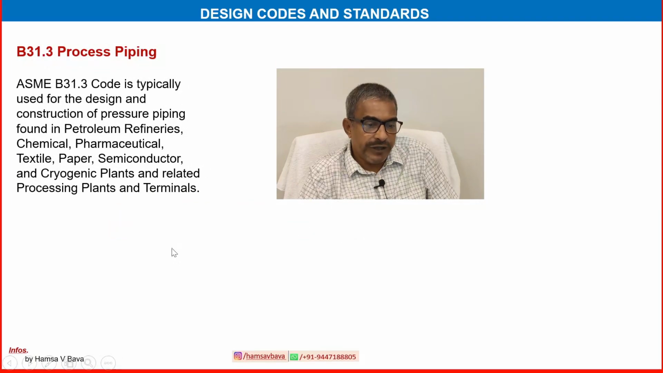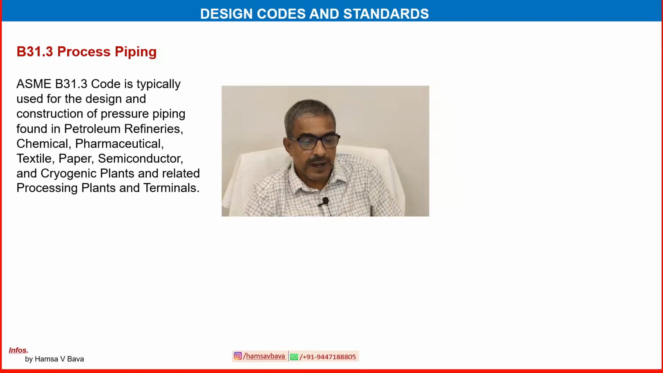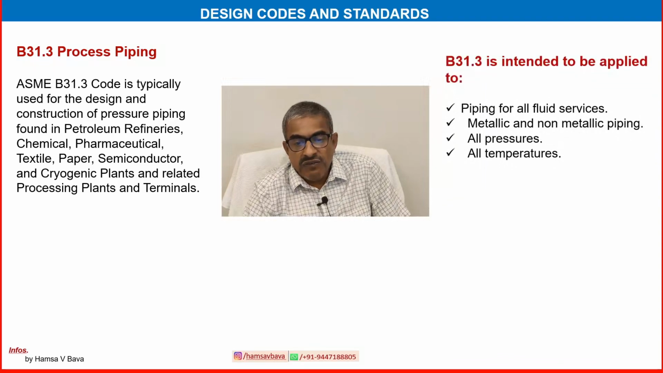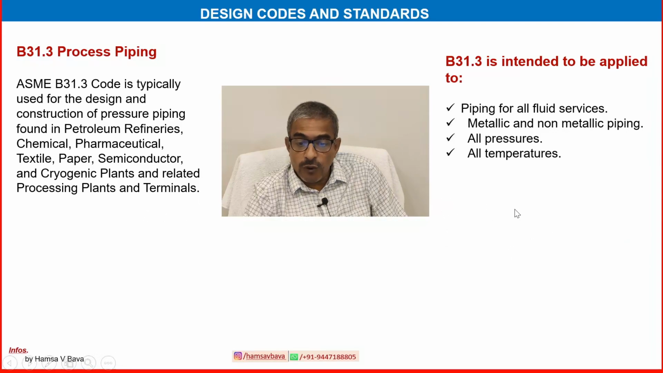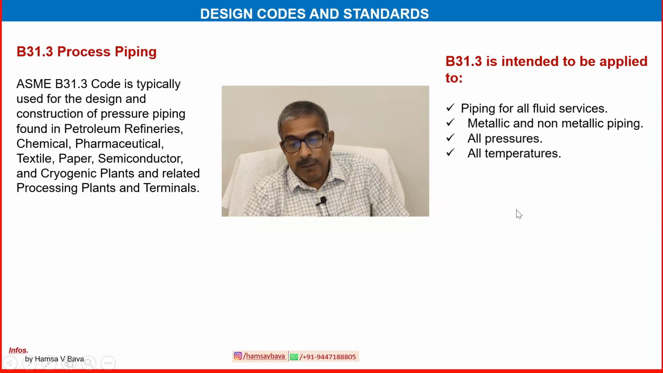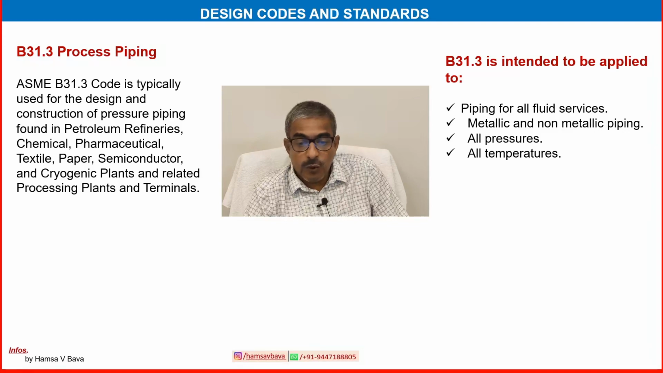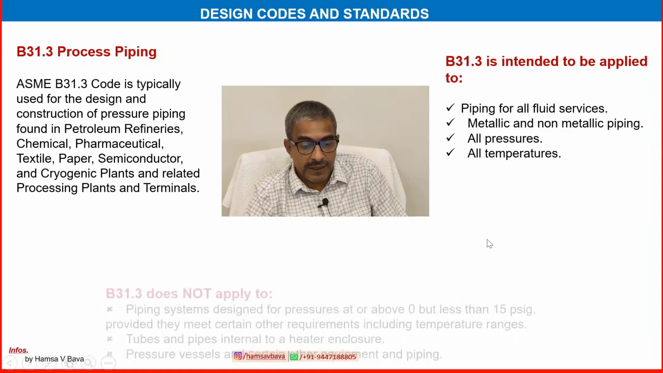Another one is B31.3 process piping. The ASME B31.3 code is typically used for the design and construction of pressure piping found in petroleum refineries, chemical, pharmaceutical, semiconductor and cryogenic plants, and related processing plants and terminals. It is intended to be applied to piping for all fluid services, metallic and non-metallic piping, all pressures and all temperatures.